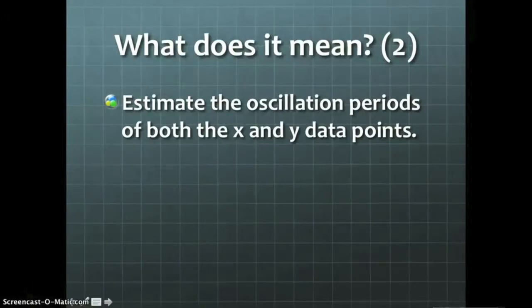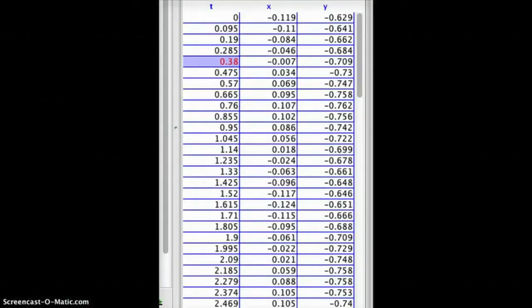The second part of the "what does it mean" question asks us to estimate the oscillation periods of both the x and y data points. I first looked at the initial x and y positions of the mass and then tried to find the time at which these values occurred again. As you can see, at t equals 1.52, the x and y values are the closest to their initial values. Therefore, the estimations of the period of oscillations for the x and y positions are the same.